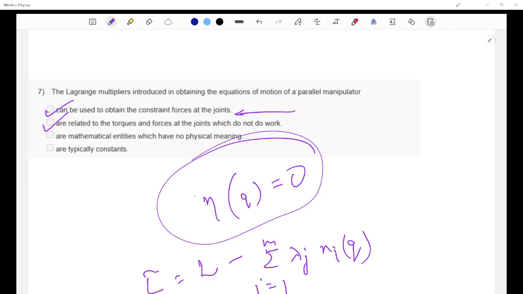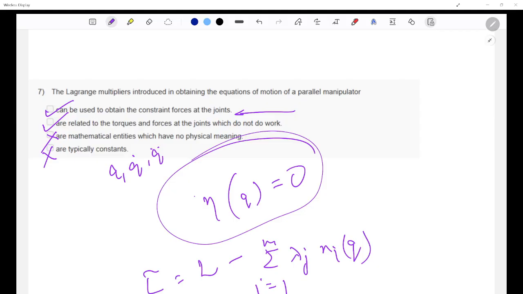The third option is: they are mathematical entities which have no physical meaning. Although they arise mathematically, they have a clear physical interpretation. They represent constraint forces, reaction forces at joints, all of them. Thus, they are not purely mathematical artifacts. So this is wrong. The next option: they are typically constants. Lagrange's multipliers depend on configuration q, q dot, and q double dot. Thus, they vary with time. They are not constants. So this is also wrong.